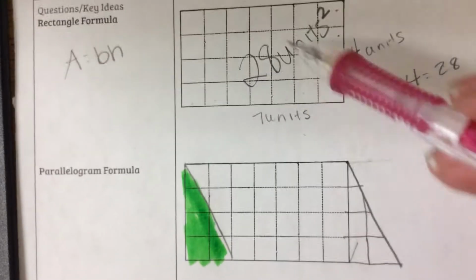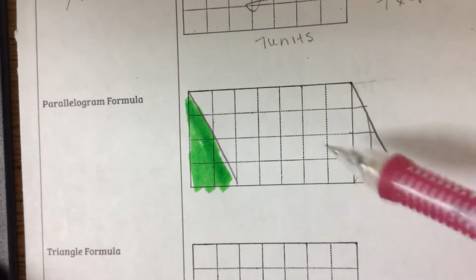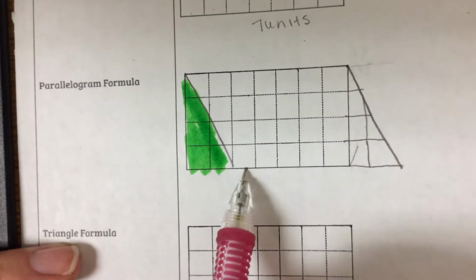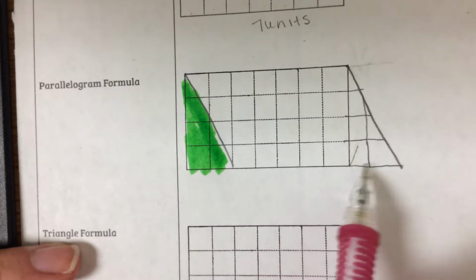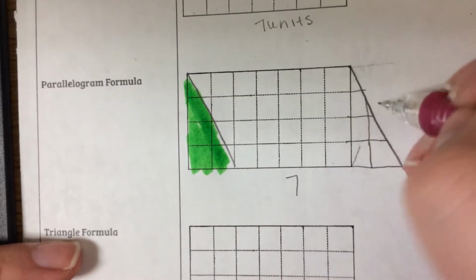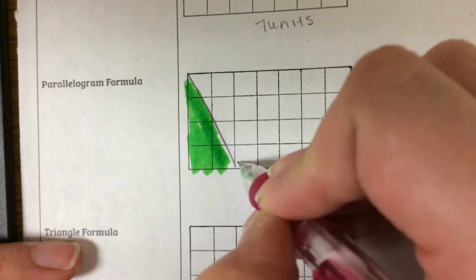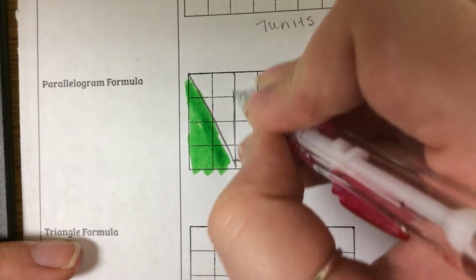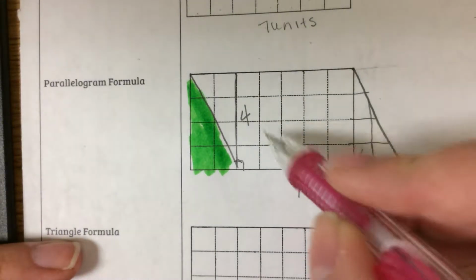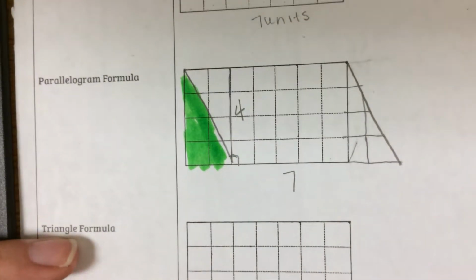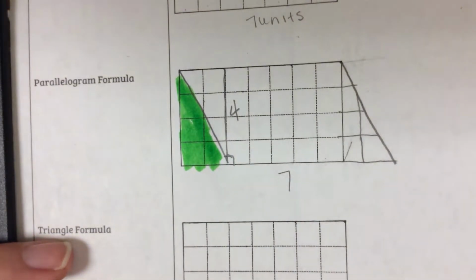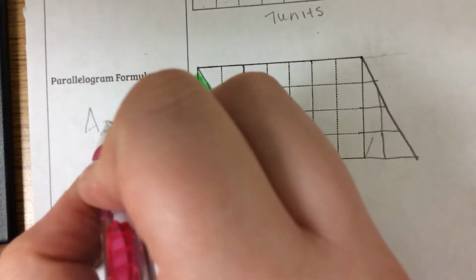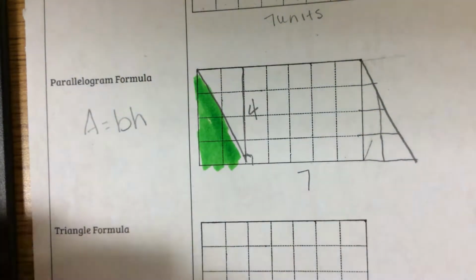It would still be 28 units because this was the same thing. Because I'd measure, okay, the base is 1, 2, 3, 4, 5, 6, 7, and the height, this here we could say, okay, that's a right angle, so that's 4. The area of this whole thing would still be 28. So that is why the parallelogram formula of area equals base times height still works.